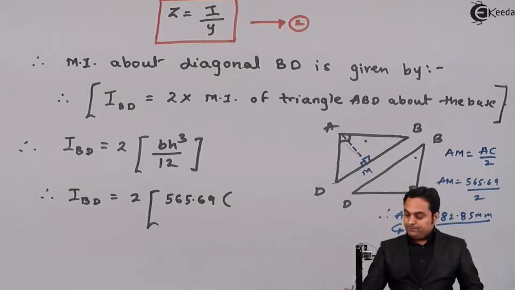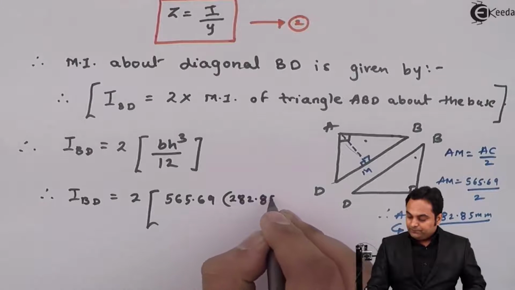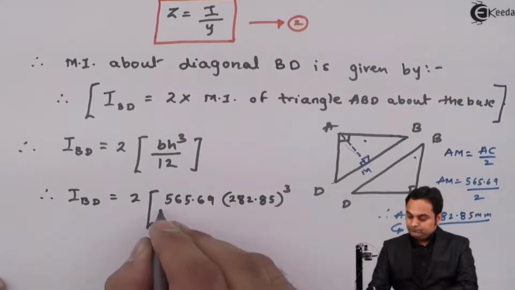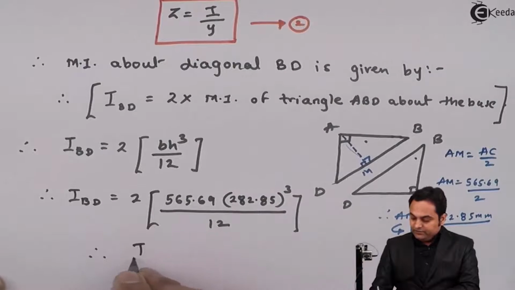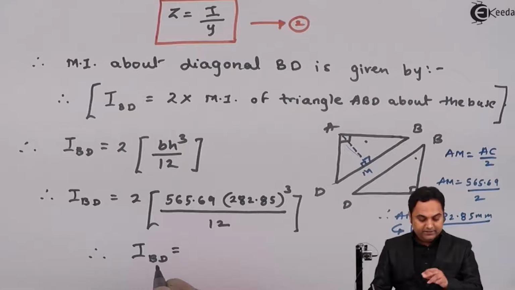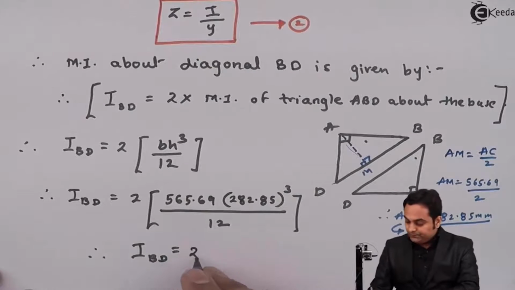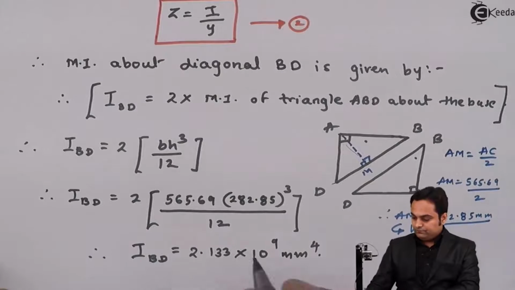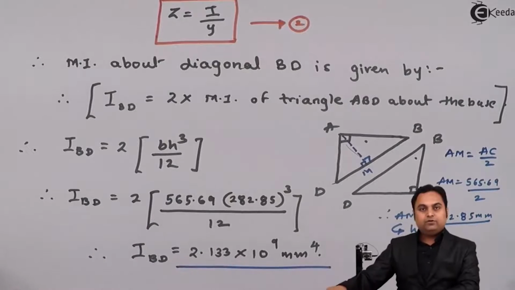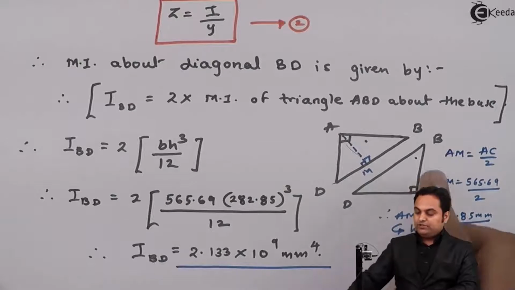So here I have 282.85 cubed divided by 12. After calculating this, I'll get I suffix BD, and my answer is 2.133 into 10 raised to 9 mm raised to 4. Now I have calculated the moment of inertia, that is I BD, about the diagonal.